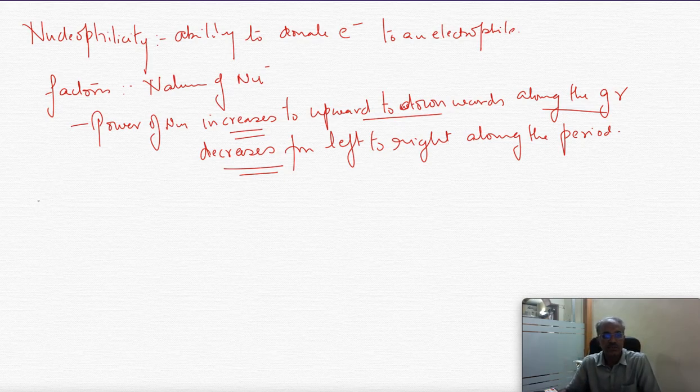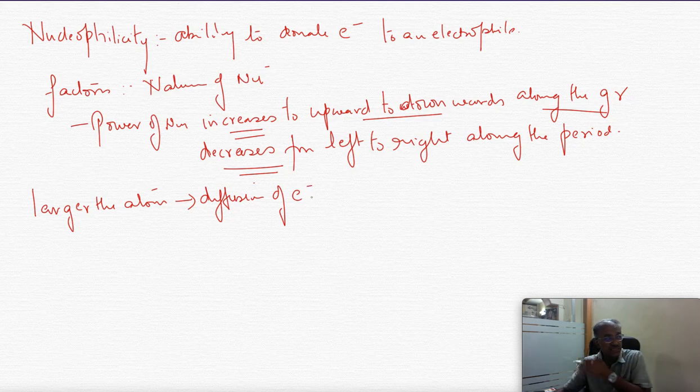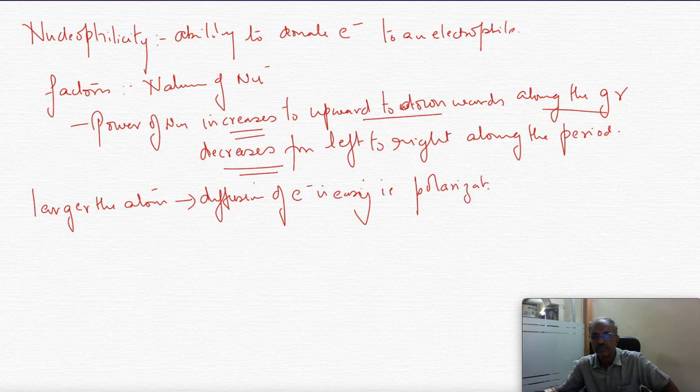Because, see, the larger the atom, the atomic radius is too large, so the electrons which are present can get easily diffused. Diffusion of electrons, in the sense, scattering of the electrons is easier. We can also say it is easily polarizable. Therefore, it acts as a good nucleophile.